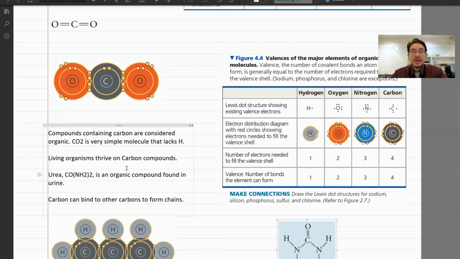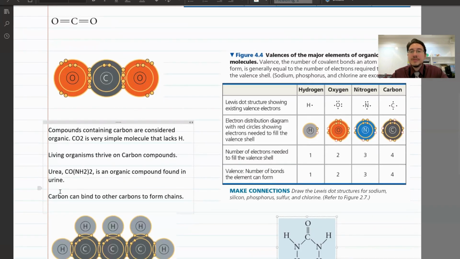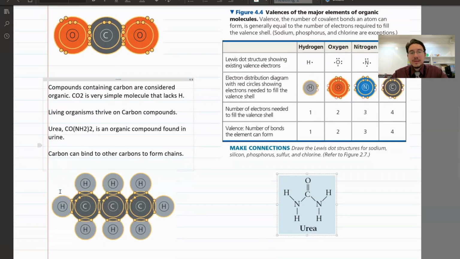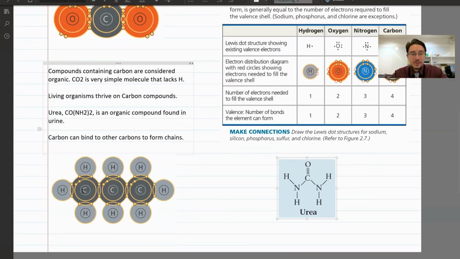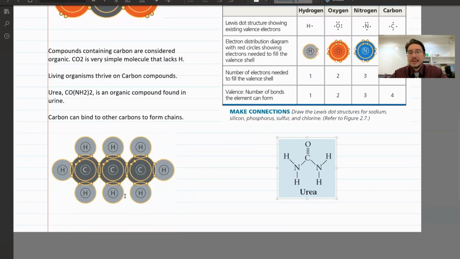Urea is an organic compound found in urine. This is an example of an organic compound. And again, as I mentioned before, carbon can bind to many, many other carbons to form chains, right? And you'll have this carbon chain here. They're also known as carbon skeletons.